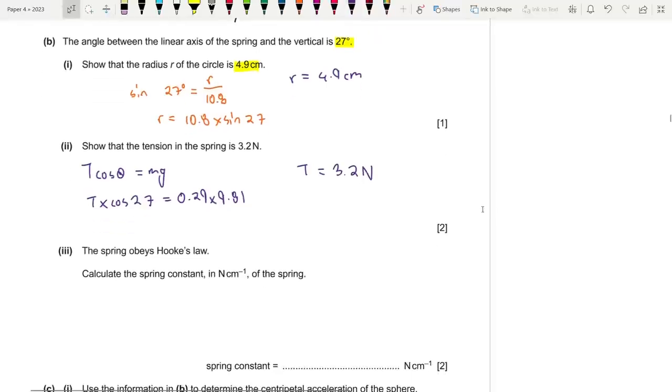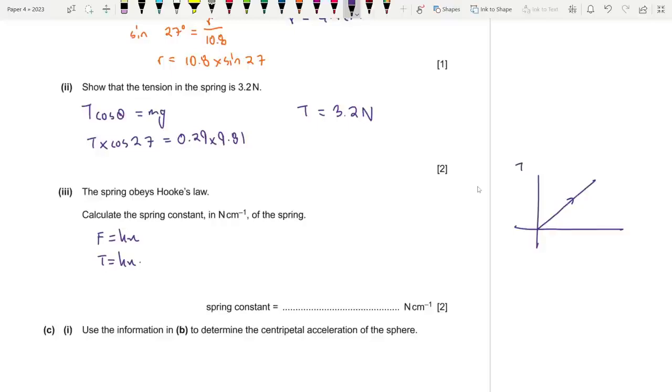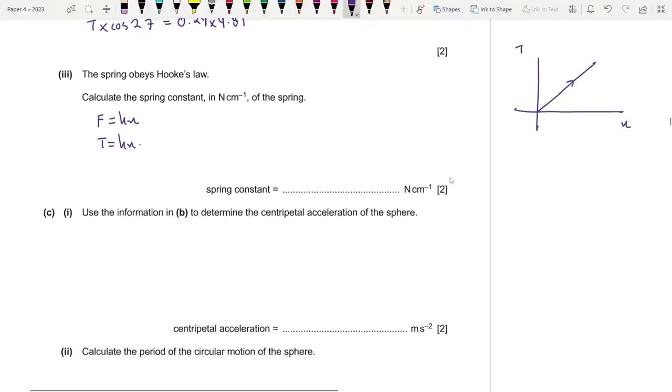Fine, shown. The spring obeys Hooke's law. Calculate the spring constant in newton per centimeter of the spring. So we know that F is equal to Kx, or T is essentially equal to Kx. Now, if you remember the graph, this is essentially the graph for force against extension. But sadly, in this particular question, we don't have extension, but rather we have the length of the spring.